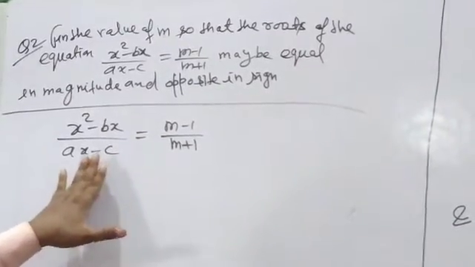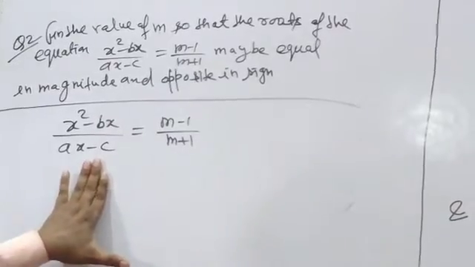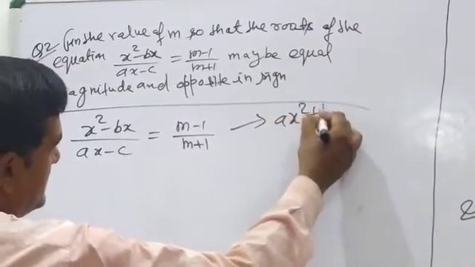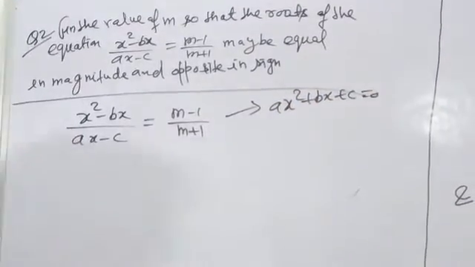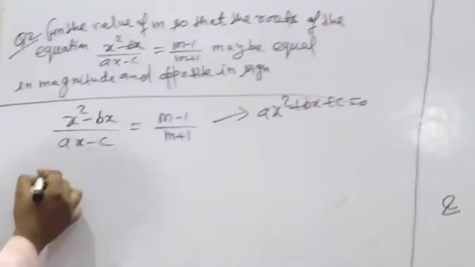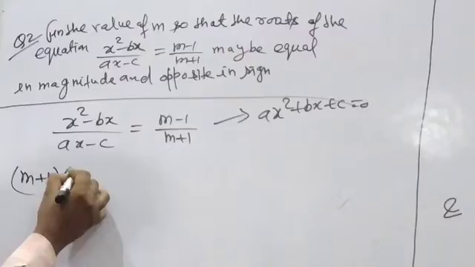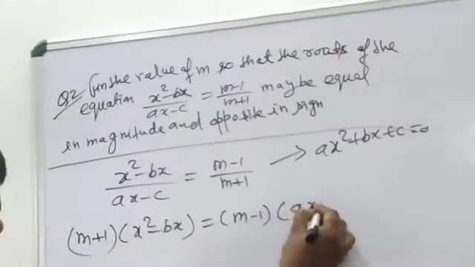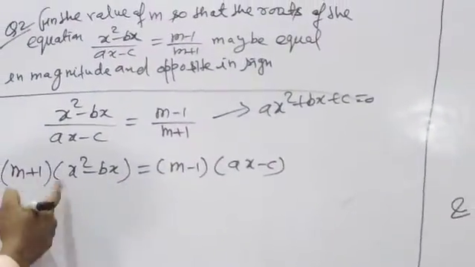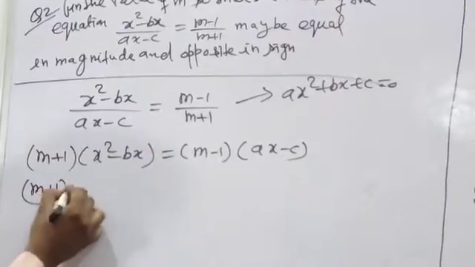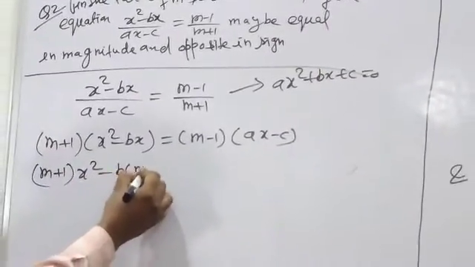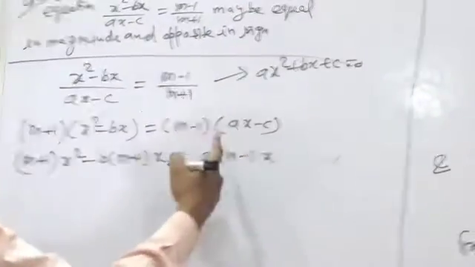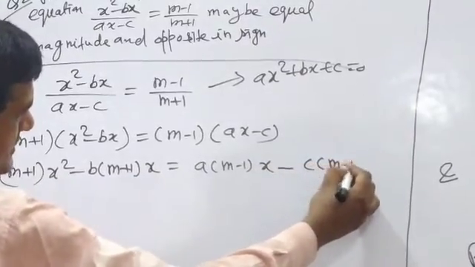So first of all we will change it into a quadratic equation, means in this form. Clear? Ax square plus bx plus c is equal to 0 form. Understood? Now here m plus 1 into x square minus bx is equal to m minus 1 into ax minus c. Now multiplying this, m plus 1 x square minus b into m plus 1 x is equal to a into m minus 1 x minus c into m minus 1.